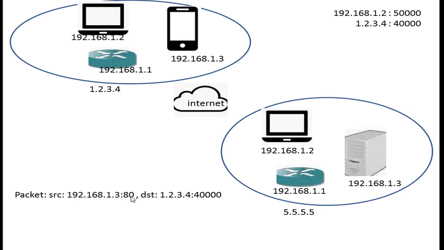In this case, the source address in the packet is 192.168.1.3 with the port number of 80 to the destination of 1.2.3.4 with the port number of 40,000. When the packet gets to this router in here, it would translate the private IP address of 192.168.1.3 to its own public IP address, which is 5.5.5.5. Now the packet is routable, so it would send the packet to the internet, and again based on some protocol it just moves until it gets to the destination.